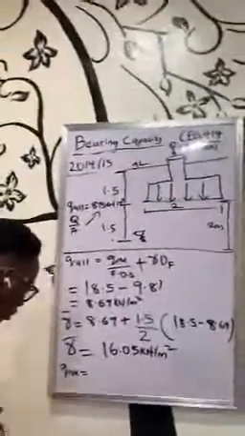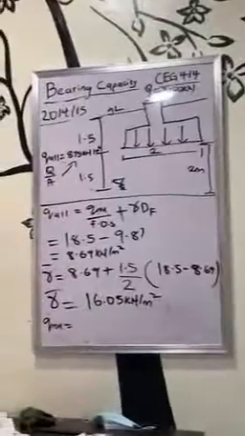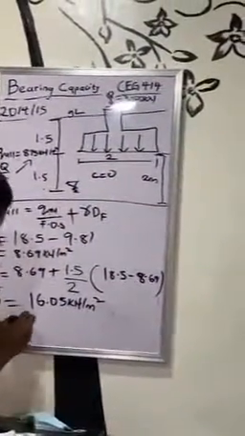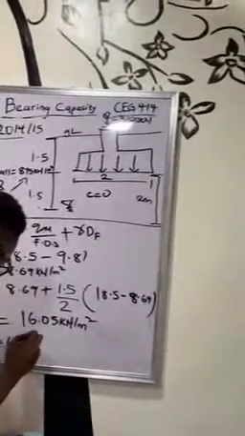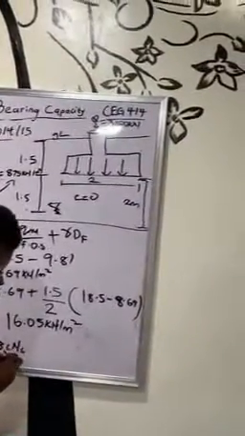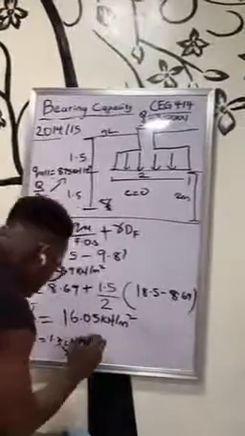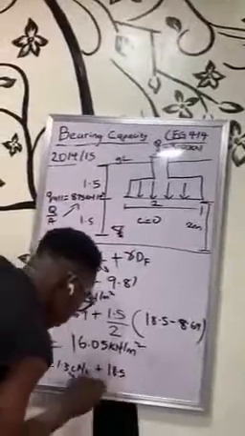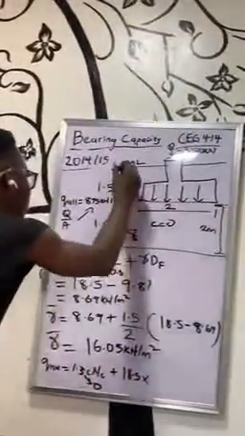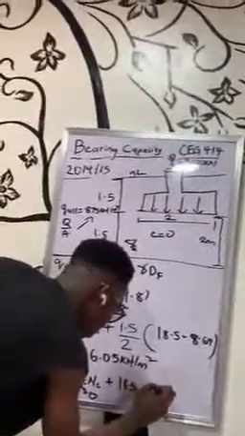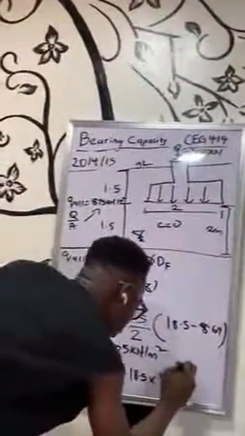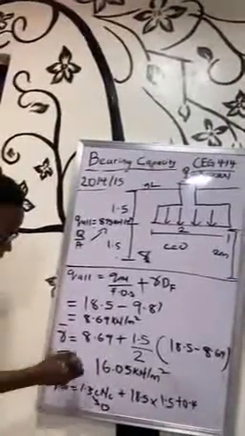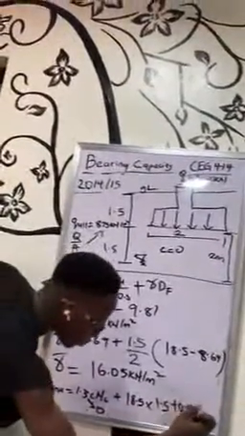Q ultimate, which is 1.3 C N_C. Remember in the question, it said it's a cohesionless soil, that is, C was equal to 0. So 1.3 C N_C, this entire expression becomes void, 0. Plus gamma DF, our gamma is 18.5. Our DF, our depth of foundation, from here to here, 1.5 was given in the question. And our 0.4 into gamma bar, which is 16.05.